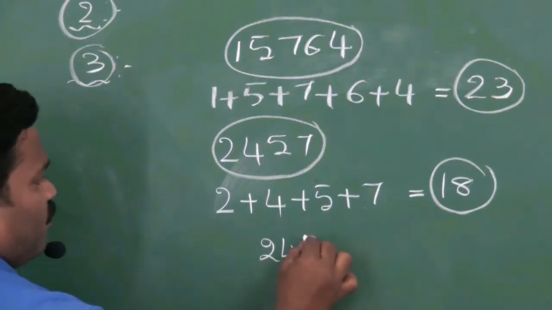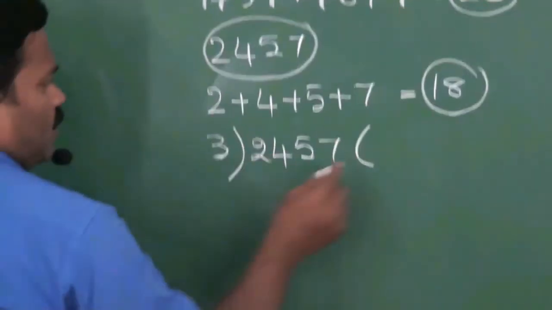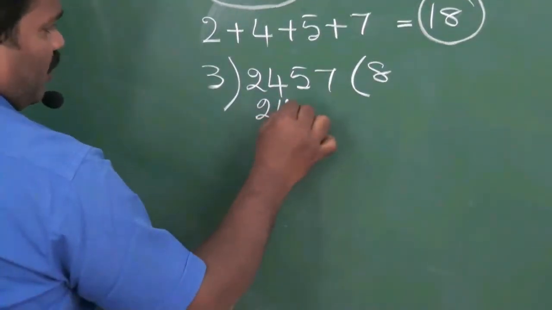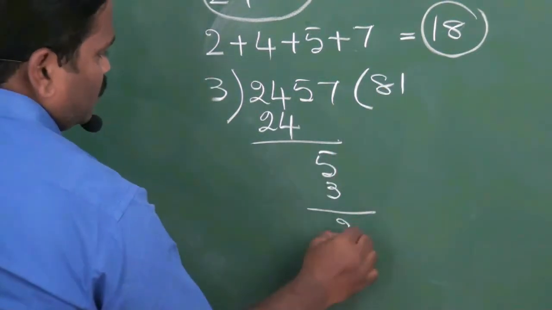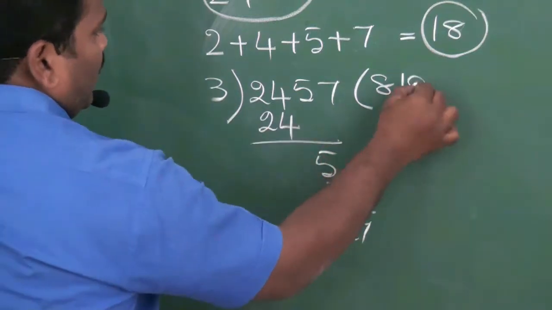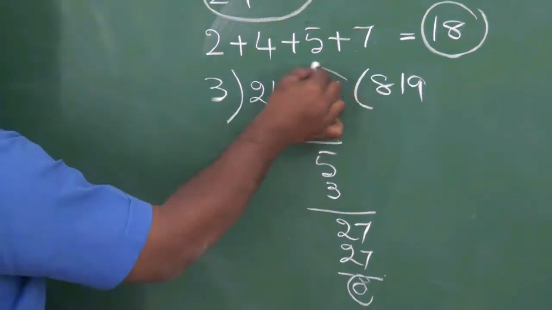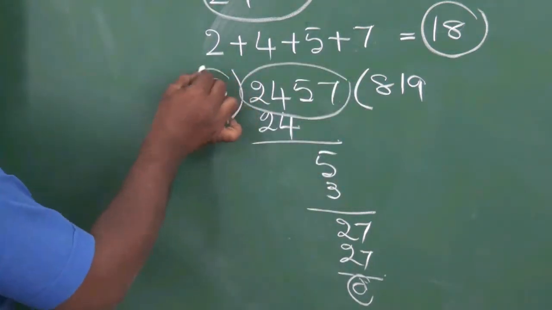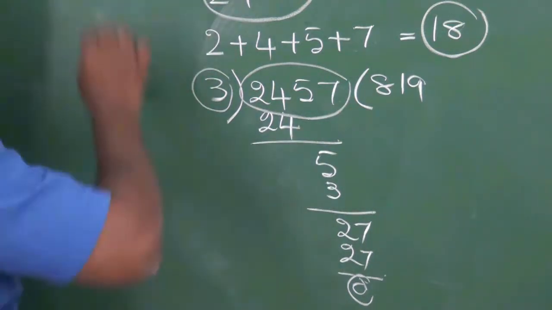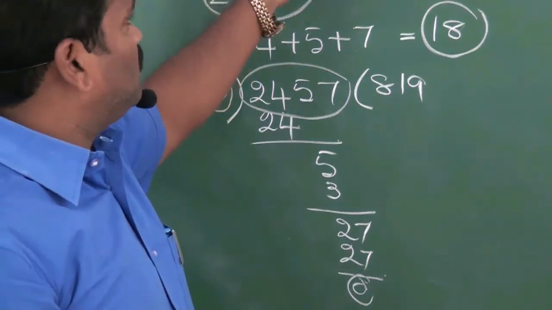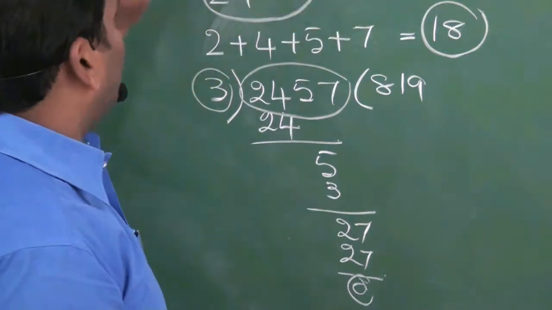We'll see whether it is divisible by 3 or not with the division method. 3 8s are 24. Take 5. 3 1s are 3. Remainder is 2. You can take 7. 3 9s are 27. The remainder is 0. Therefore, this number is exactly divisible by 3. So that is the divisibility rule of 3. If a number is divisible by 3, then the sum of the digits must be divisible by 3.